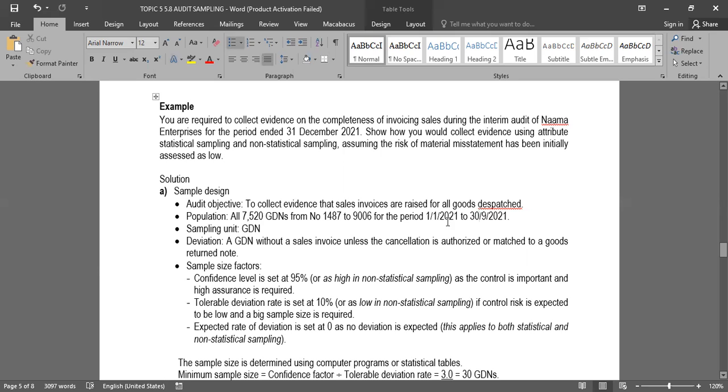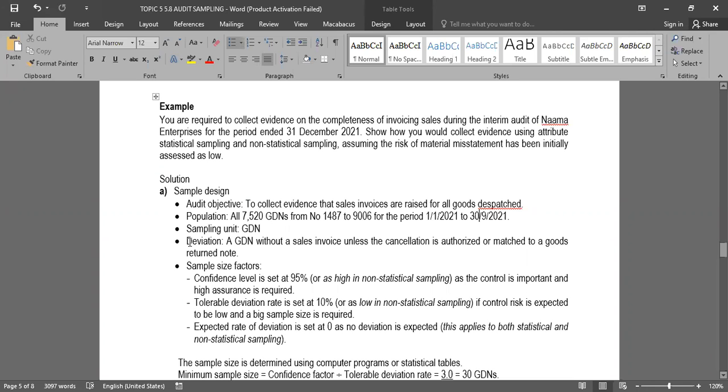Be sure that this figure of 7,520 really matches this sequence here. How do you know that you have 7,520 goods delivery notes within these numbers? For those who have calculators, if you get 9,006 minus 1,487 plus 1, you add 1 because even the 9,006 is inclusive, you will get 7,520. So that's your population.